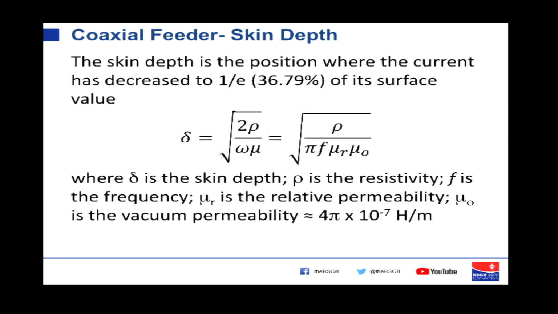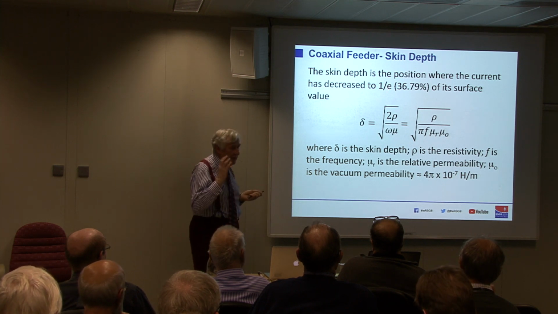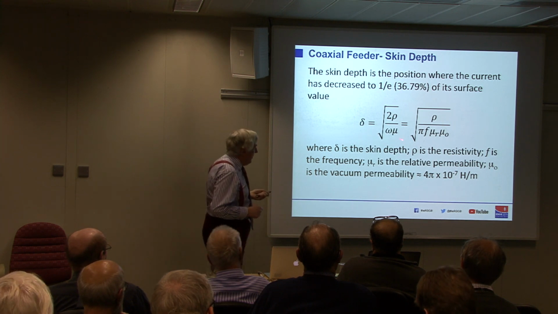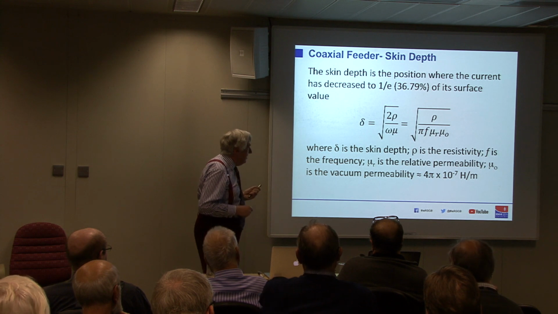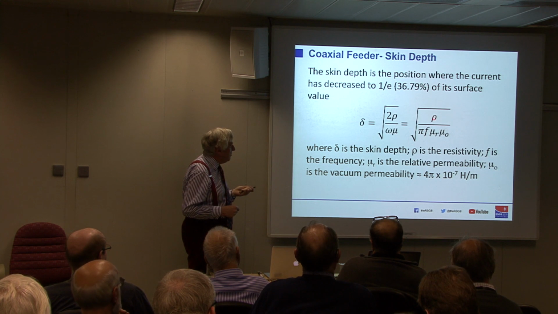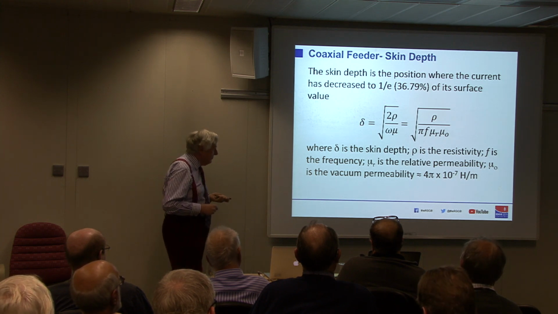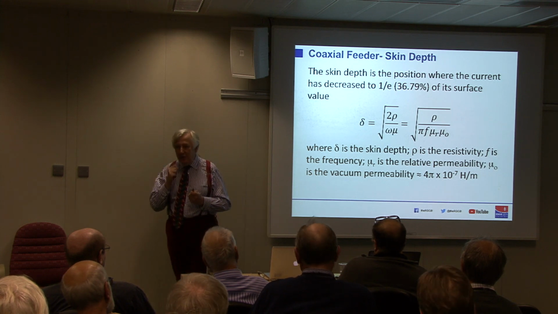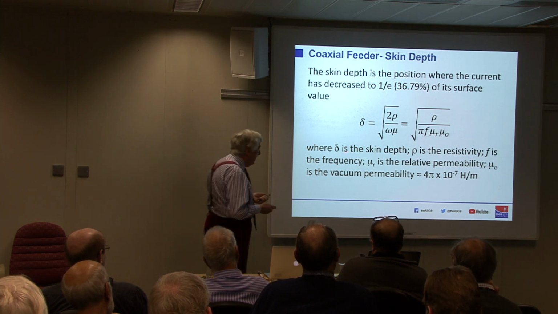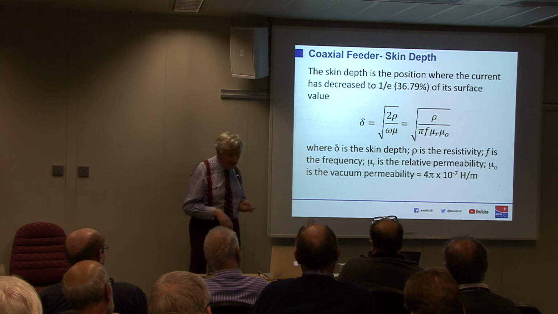So the basics first. The skin depth is the thickness where the current has decreased to 1 upon e, that is to 37% of its value at the surface. So from this equation you can see the higher the frequency, the smaller this value of skin depth will be. It's inversely proportional to the square root of the frequency. Secondly, the skin depth is proportional to the square root of the resistivity, so the more conductive you make something, the thicker will be its skin depth. And this one is rather important, the permeability. Inversely proportional to the square root of the permeability. If your conductor is in any way a magnetic material, that may have a profound effect on the skin depth, and we'll see the effect in just a moment.